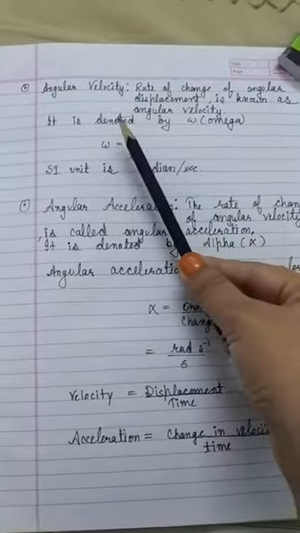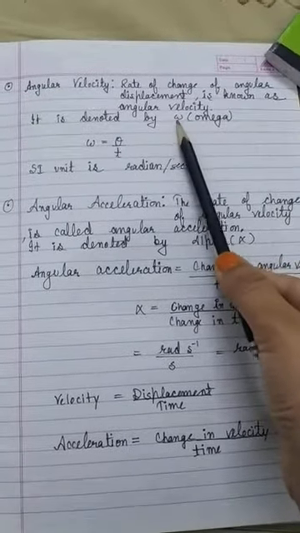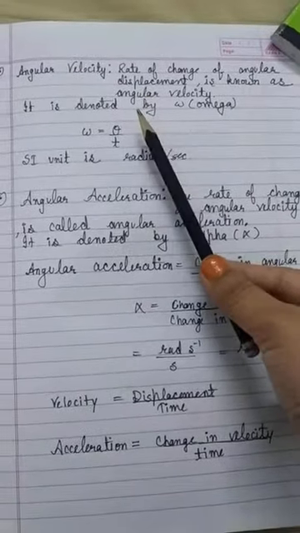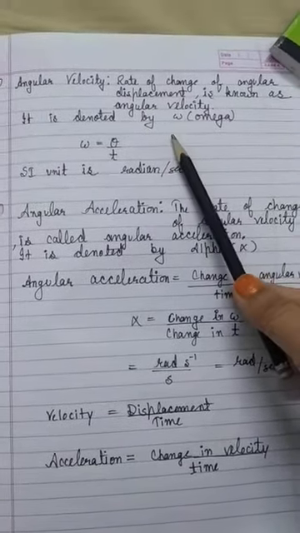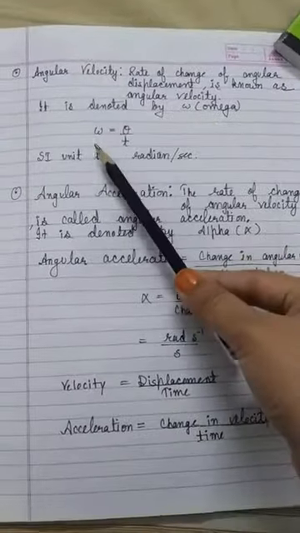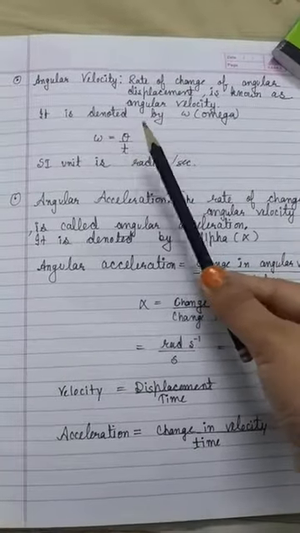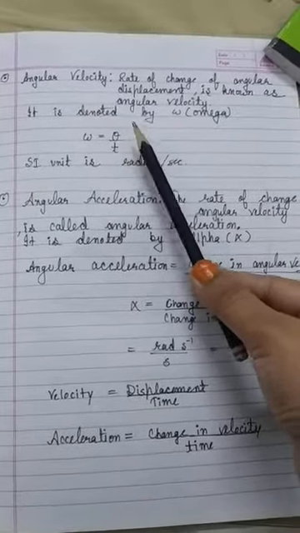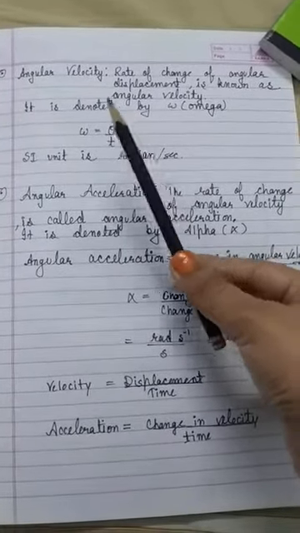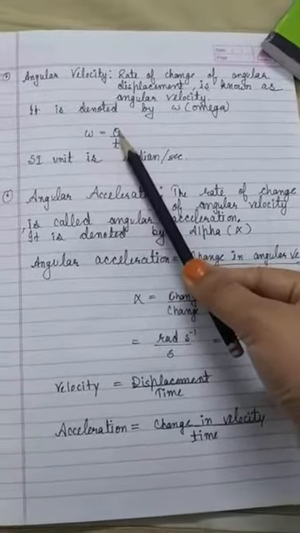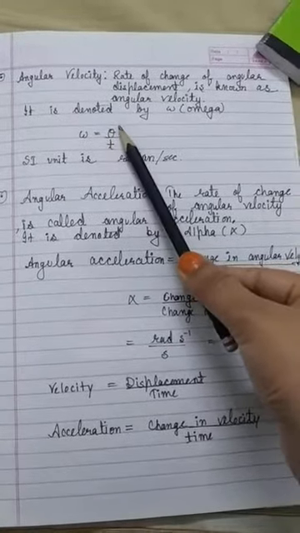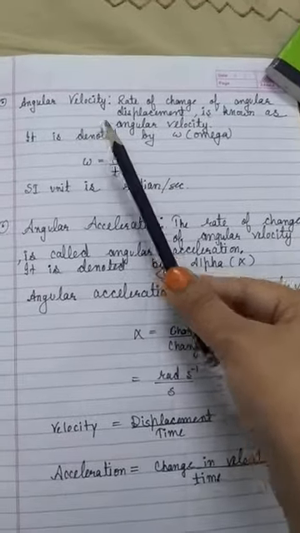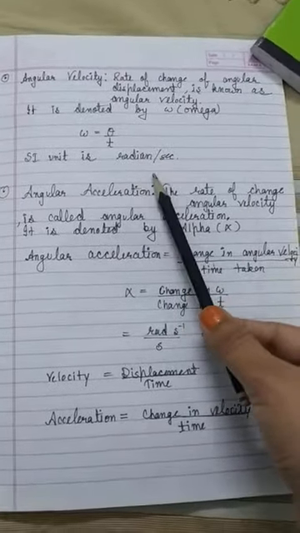And angular velocity is denoted by omega. W से शो करते हैं और इसको omega बोलते हैं. This is the symbol of angular velocity, which is omega. So omega is equal to theta upon t, where theta is angular displacement and t is the time. So rate of change of angular displacement is known as angular velocity. Now we know that the SI unit of theta is radian, the SI unit of time is second. So the SI unit of angular velocity will be radian per second.